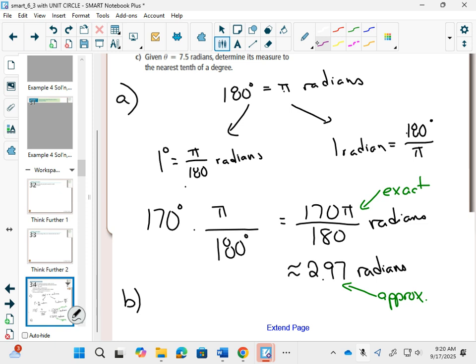Part B then says we're given negative 12 pi over 11. They want us to sketch it and determine it in degrees.